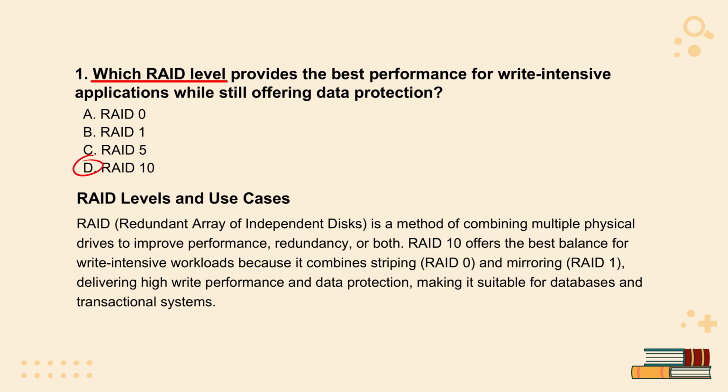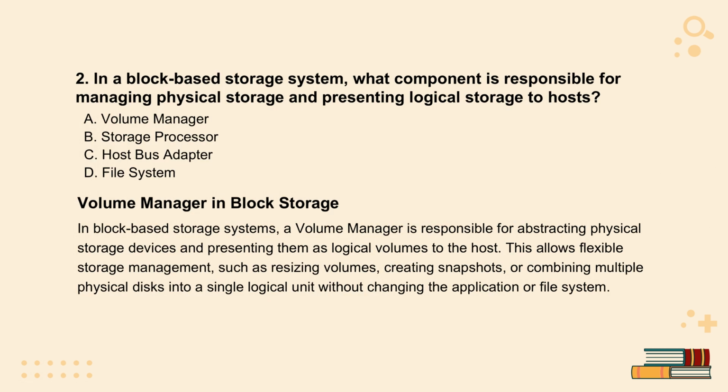But there's a catch, isn't there? Cost. Definitely. You need at least 4 drives to even start with RAID 10. And because of the mirroring, you only get half the total raw capacity for actual use. So it performs great, protects well, but it's not the most space efficient. Precisely. It's a trade-off. You pay for that performance and protection in usable capacity. Makes sense. Okay, let's move to question 2.